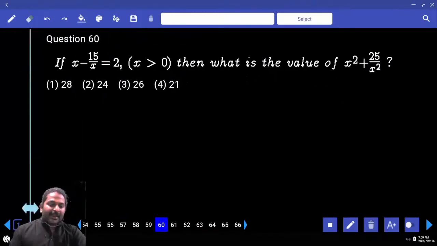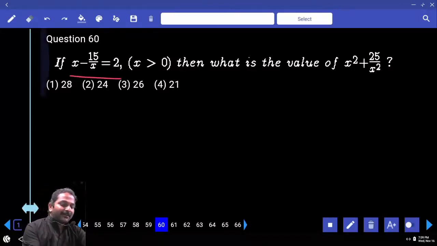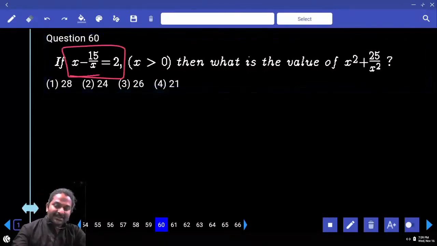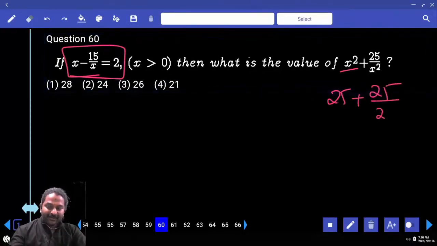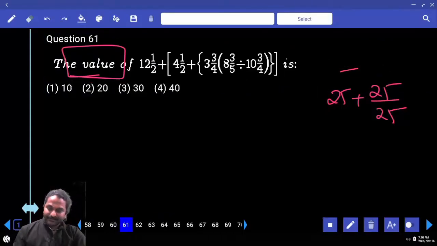Right. So we can go for substitution here. Instead of solving the equation, can we go with substitution? What could be the x value here? 5. Just substitute. 5 square, 25, plus 25 by 25. Answer, 26. Substitution is the best approach.